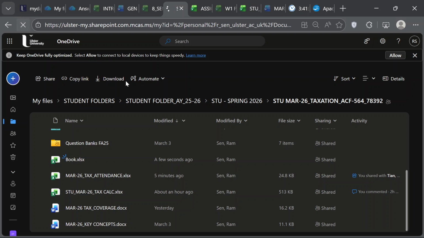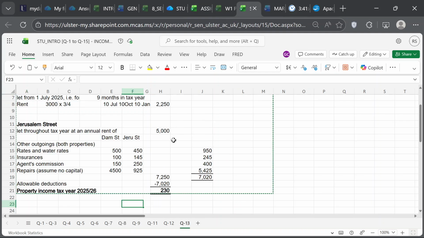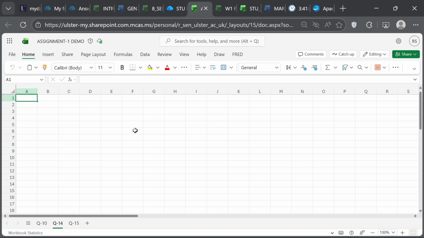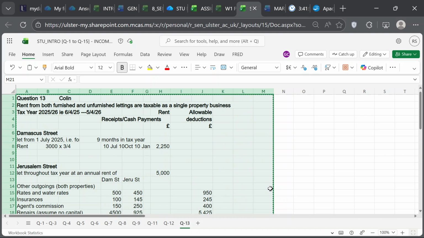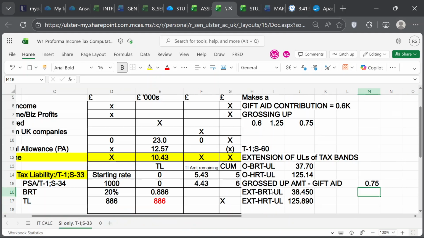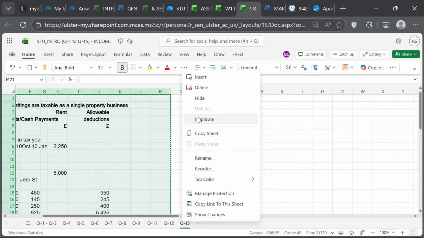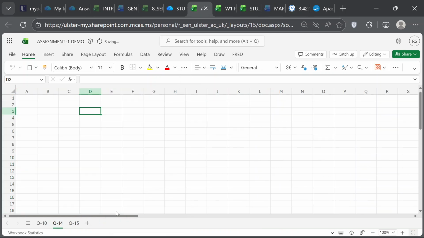Why is it not refreshing? Okay, it will refresh. So in assignment 1 demo, what do we have in question 14? Now I have to copy it again, because we have it in our thing here. So let's paste this. Now it's not working. I have to copy it again. Here, what happened? It's not coming. Let me just copy the sheet and paste it here. It's not coming for some reason.